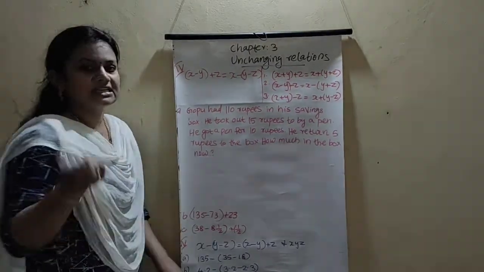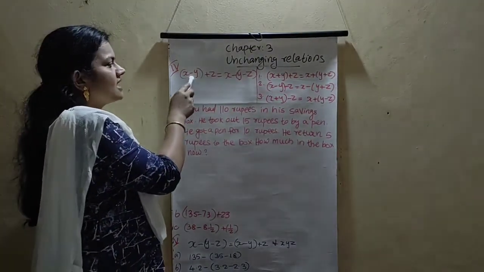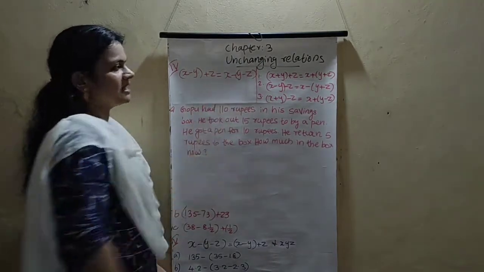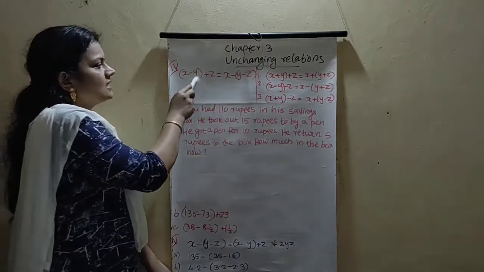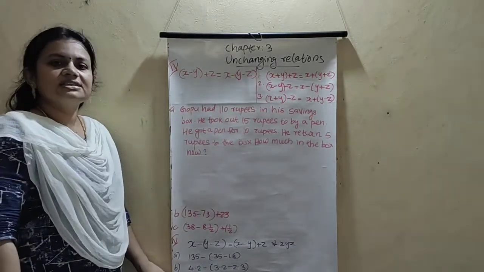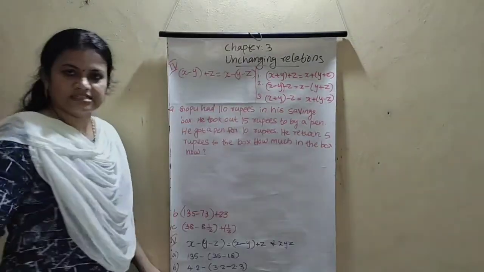Then this is the fourth general principle: x minus y plus z is equal to x minus y minus z. This is the fourth general principle. You should study all these general principles.